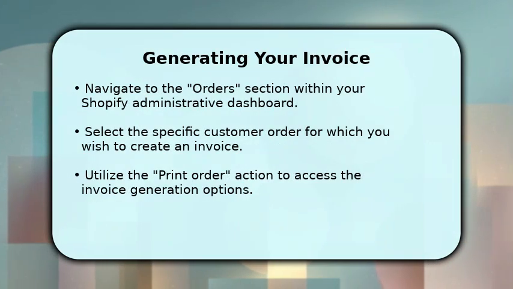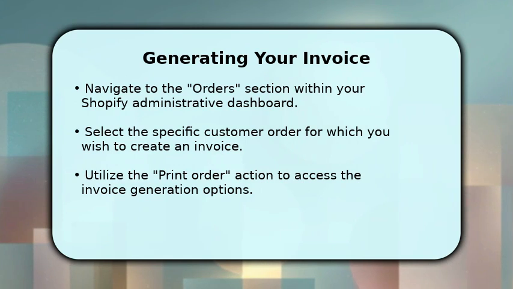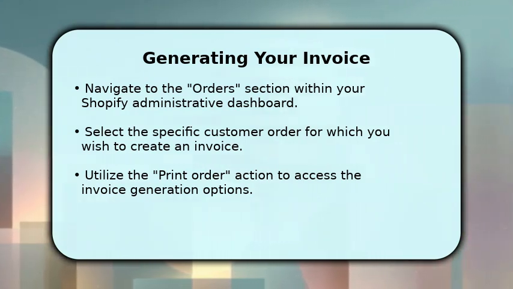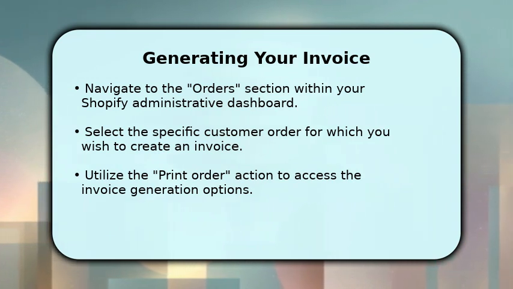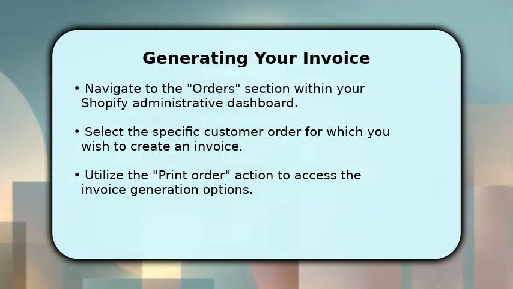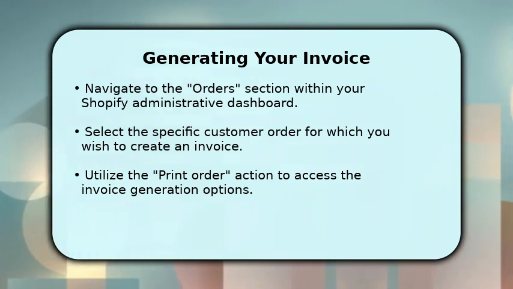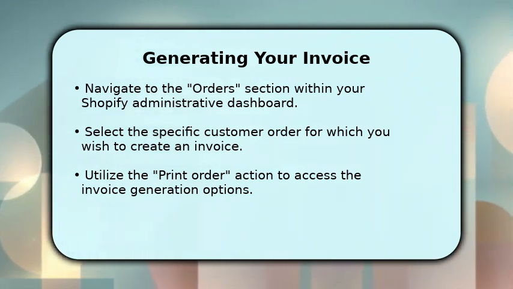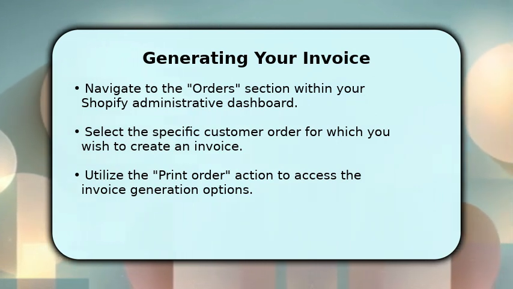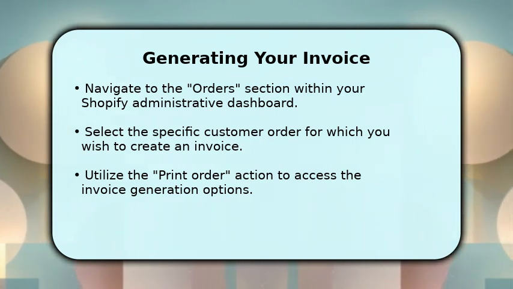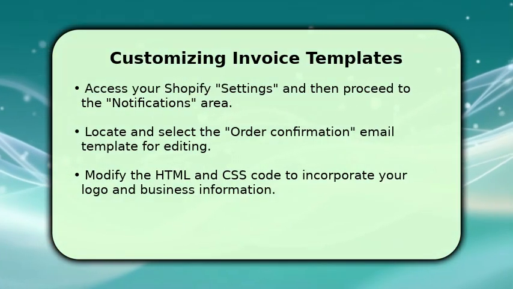To begin, log into your Shopify admin and head over to the Orders section. Here, you will see a list of all your customer purchases. Simply click on the particular order that requires an invoice. Once inside the order details, look for the More Actions drop-down menu and then select Print Order. This action will open a new window, presenting you with a printable version of your order, which serves as your basic invoice.